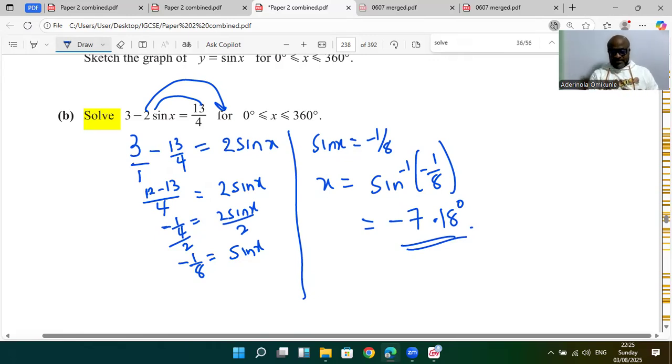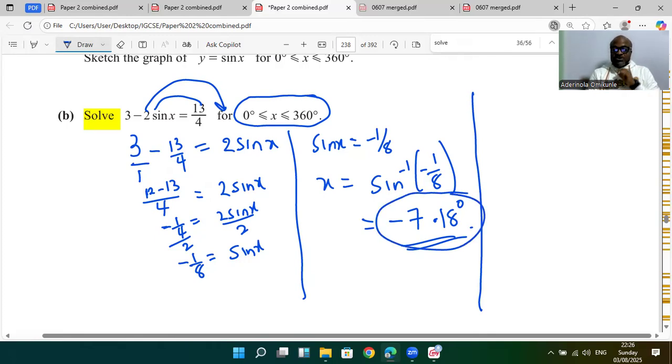But there's a big, big problem here. Now, what's the problem I have? If you look at the range that was given, our range is between 0 and 360, which clearly means that the angle we are getting cannot be negative. There are two positive angles. So what we usually do in a case like this, and listen, it doesn't matter if it's sine, cos, or tan, once the angle you've gotten is negative, just add 360 to it, and that gives you a positive angle.